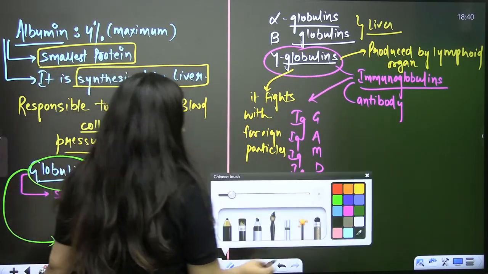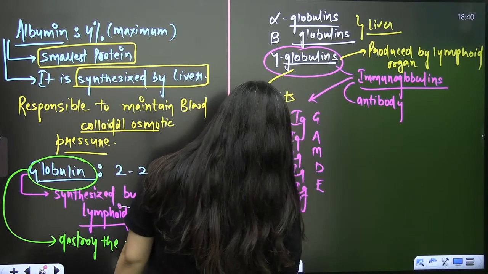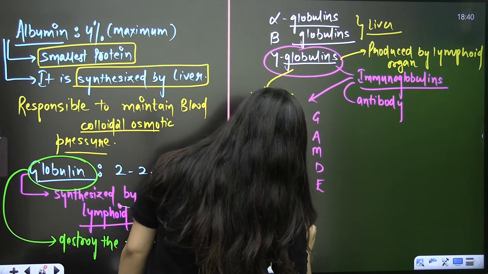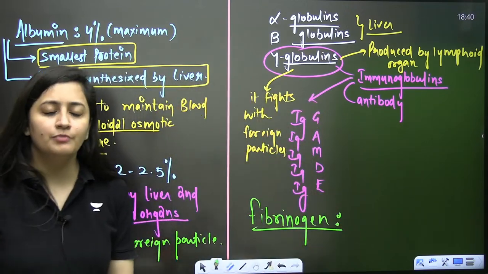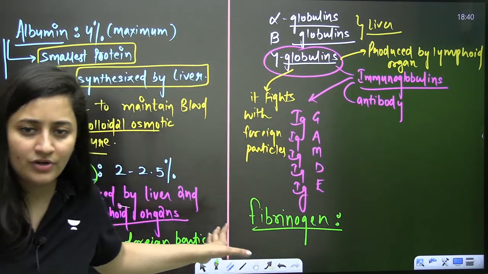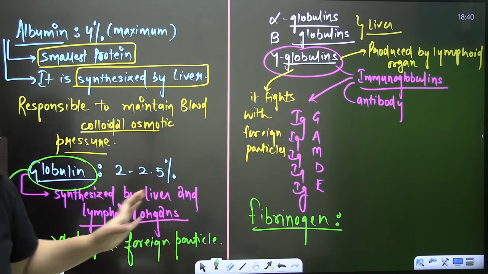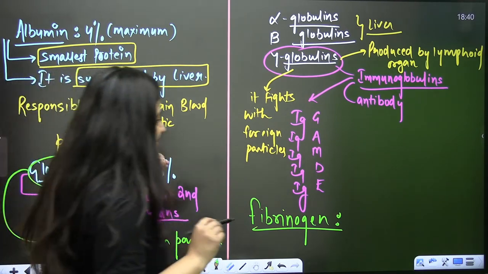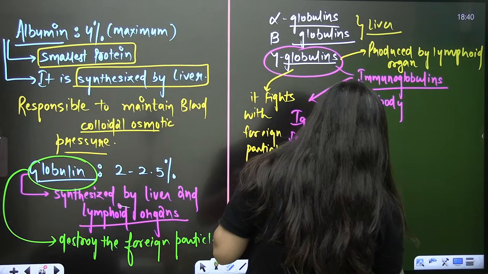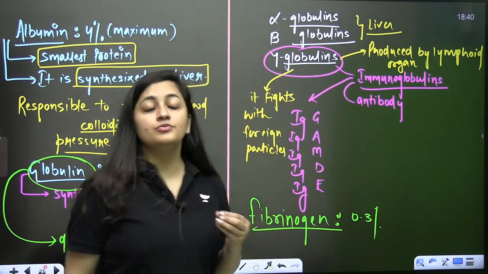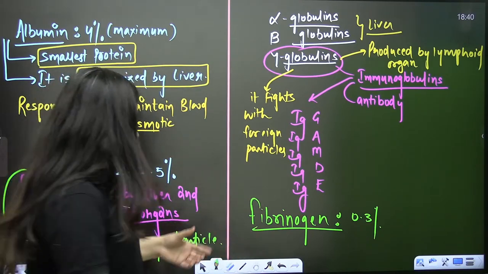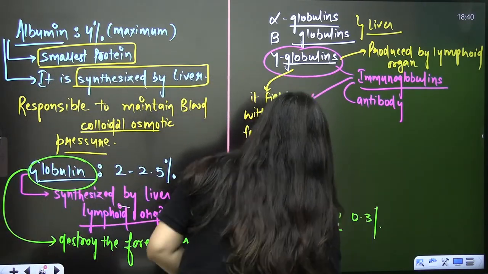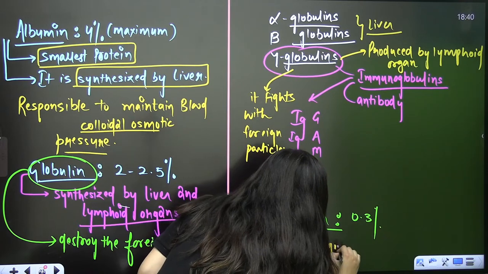So next is the fibrinogen, isn't it? Do you know the role of fibrinogen and prothrombin? Obviously, their amount is less. When you're talking about the fibrinogen, it is near about 0.3%, right? And where is it helping, bachche? It is helping, and yes, it is also synthesized by the liver.